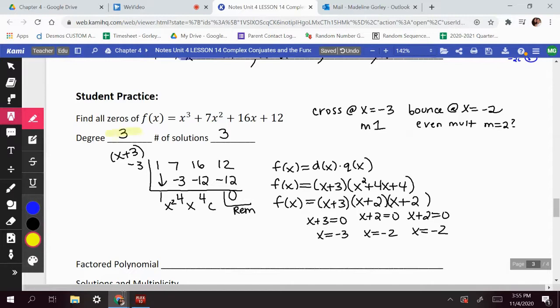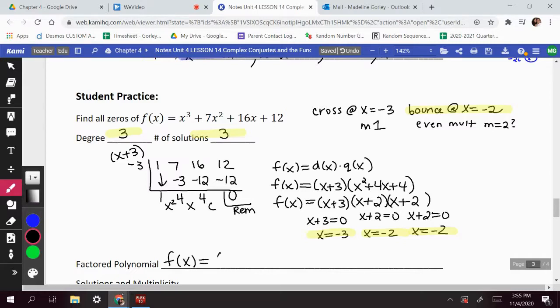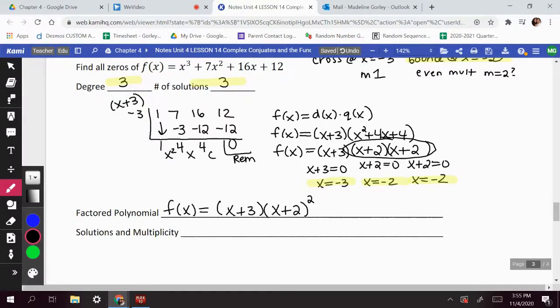It was a degree 3 polynomial, so it should have had 3 solutions. Here's 1, 2, 3, where negative 2, we're having to count it twice. And that was expected because there was a bounce at negative 2. So I'm not surprised there. So I can write my factored form of my polynomial here. We have x plus 3 times, let's go ahead and write this as x plus 2 squared. You could leave it as x plus 2 times x plus 2, but I'll write it as that binomial squared. The solutions were negative 3, and it had a multiplicity of 1, and negative 2, and it had a multiplicity of 2. Excellent.